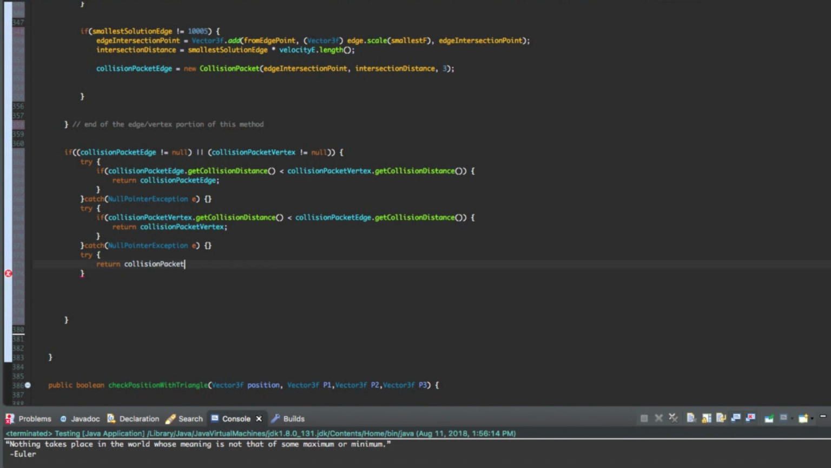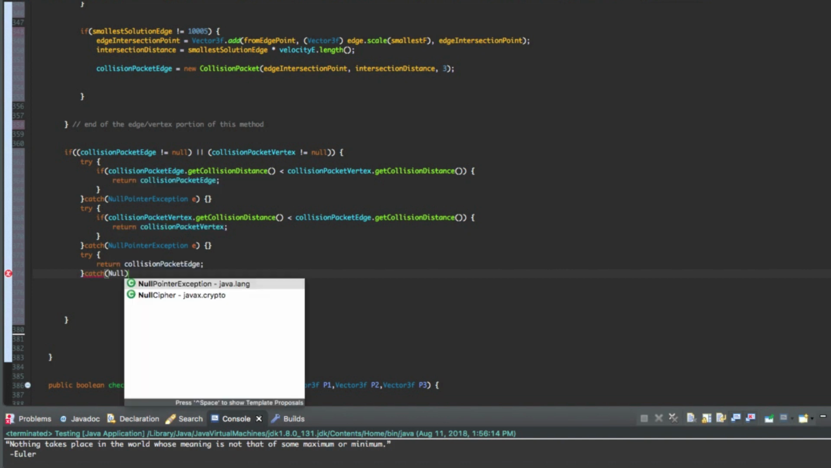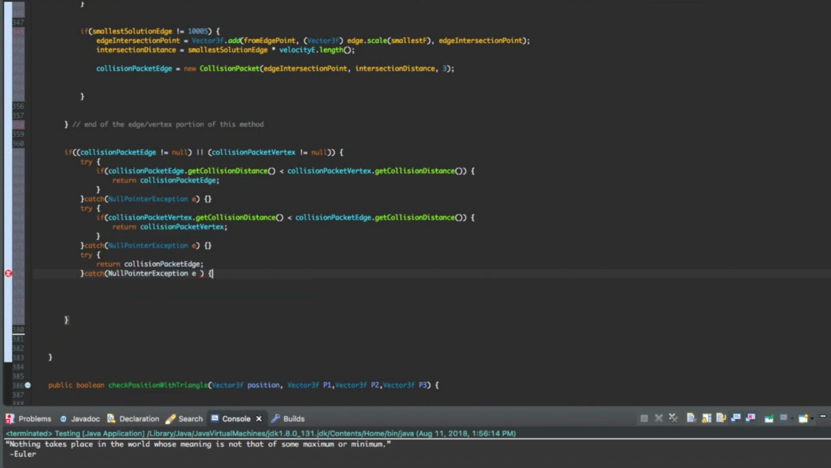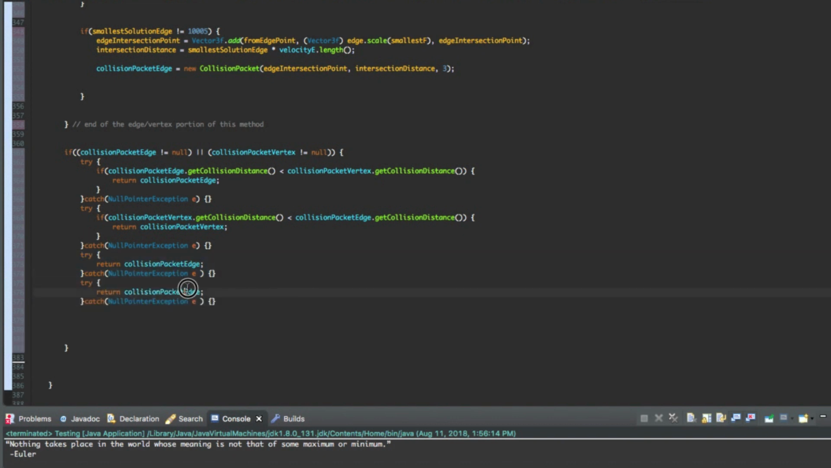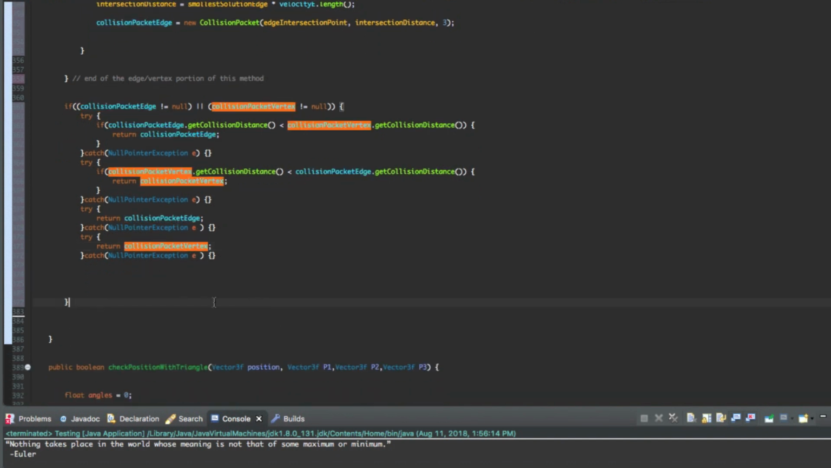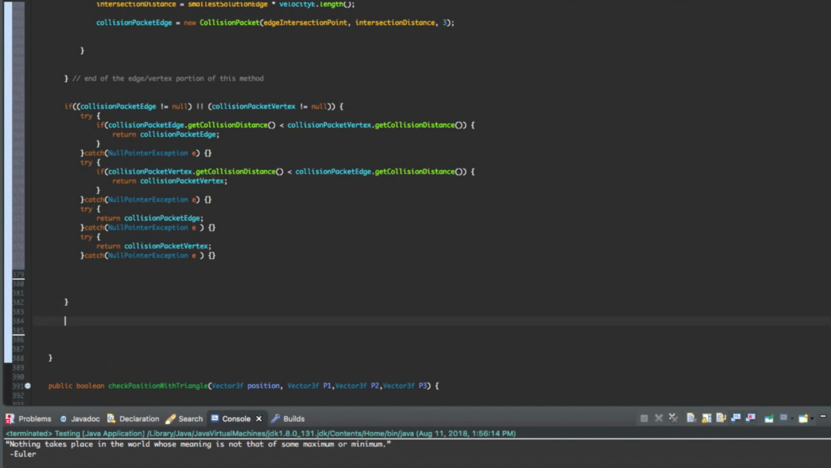And then if that doesn't go through, we also need to try to just return the collision packet edge. And if this collision packet edge doesn't go through and it was null, then we need to return the collision packet vertex, and that covers all of our bases there. If nothing went through, we detected no collisions, so we'll return null.